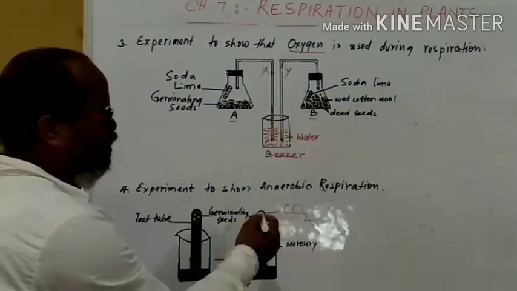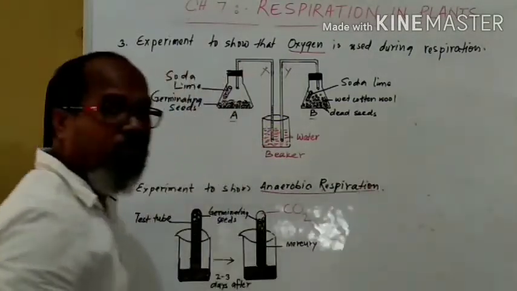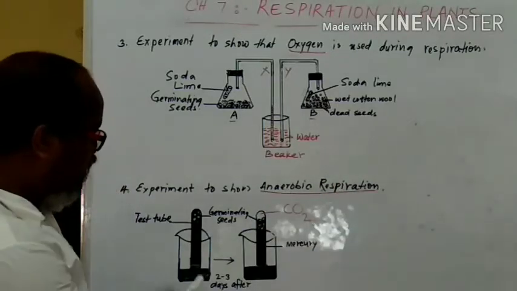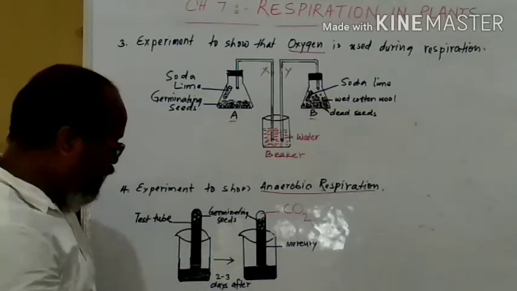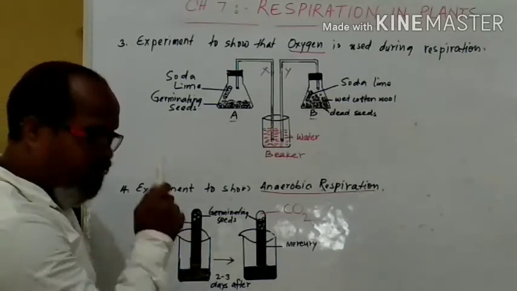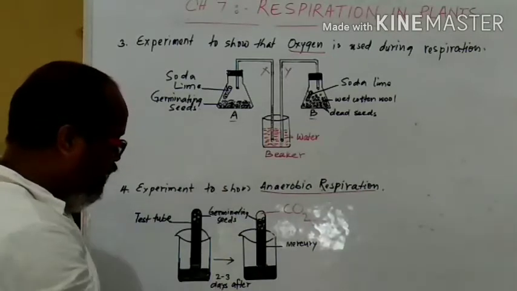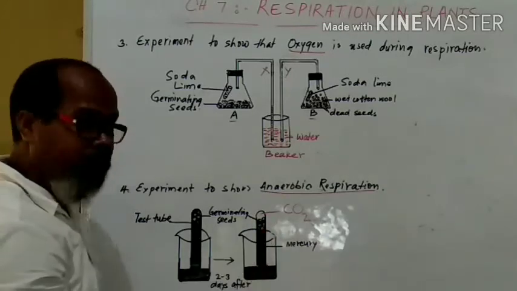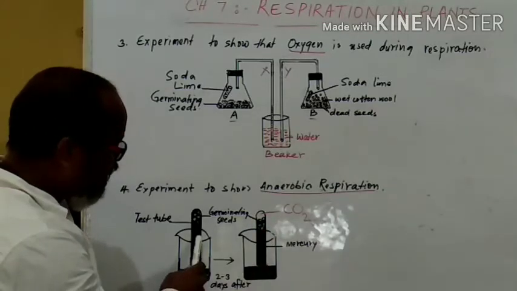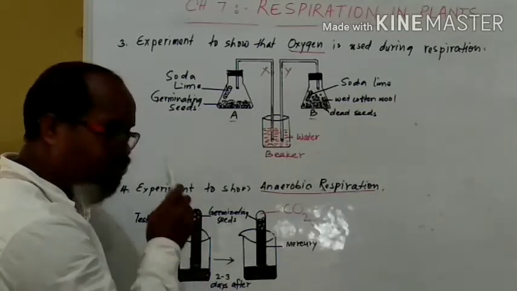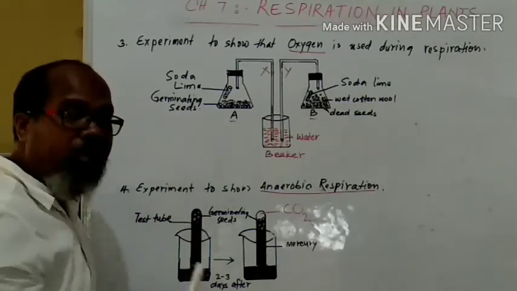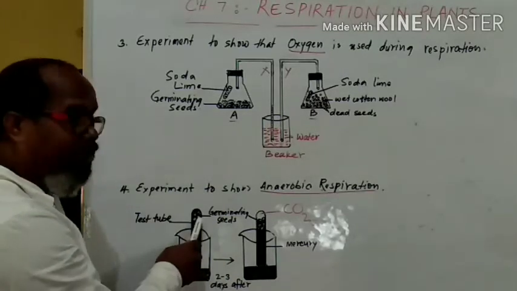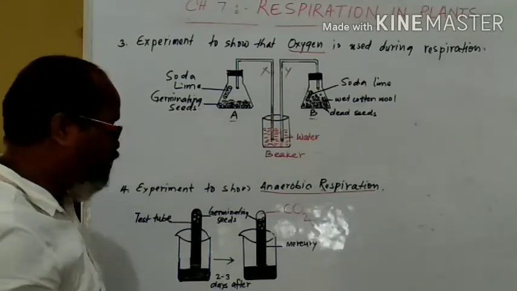Let's come to the last experiment, which is on anaerobic respiration. Anaerobic respiration occurs in the absence of oxygen. Now here we have an experimental setup, a beaker and a test tube, which is inverted and put inside the beaker containing mercury. And this test tube is completely filled with mercury, and some germinating seeds are inserted, pushed at the top of the test tube.